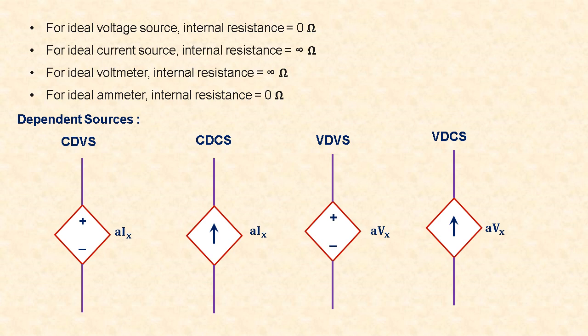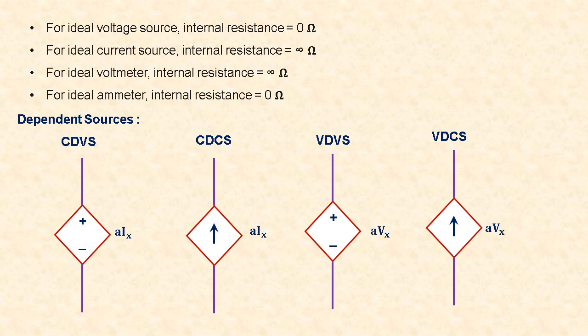Similarly, if you see the current dependent current source, since it is a current source, it has an arrow inside the diamond shape and it is dependent on another current Ix. A is a constant value. If you see the voltage dependent voltage source, it has a plus and minus sign inside the diamond shape and its value is dependent on some other voltage Vx. So its value is A into Vx. A is a constant value.